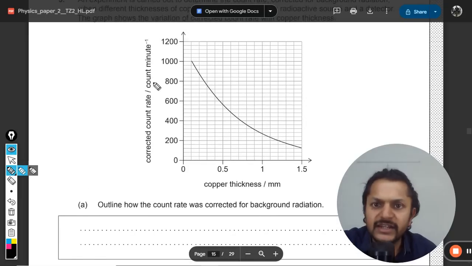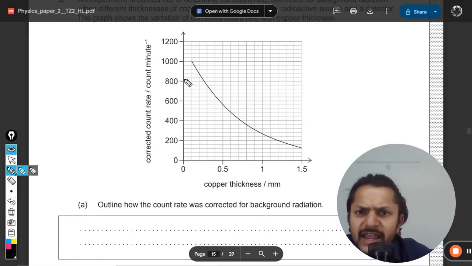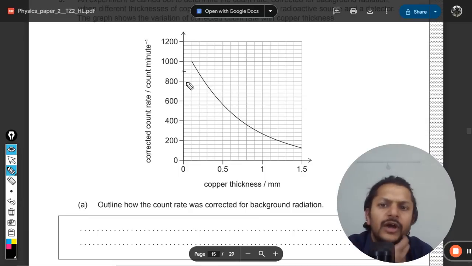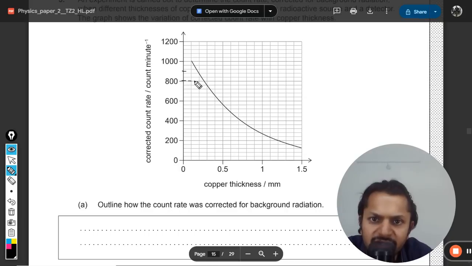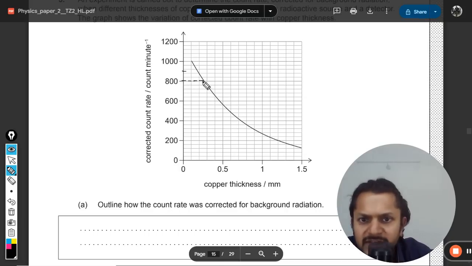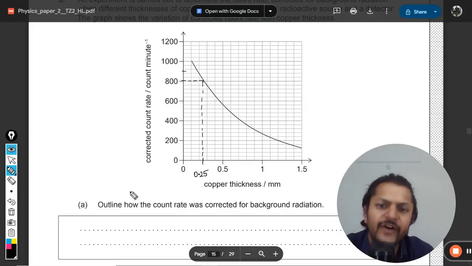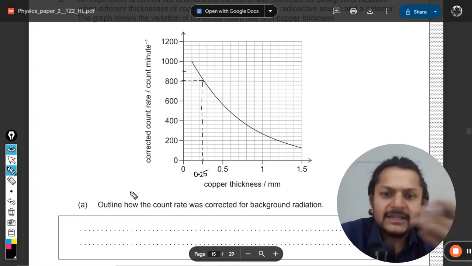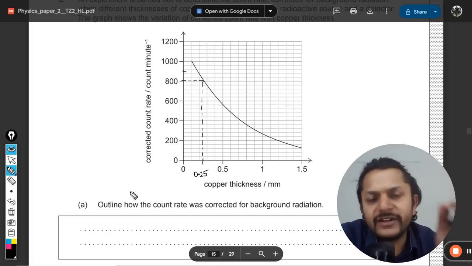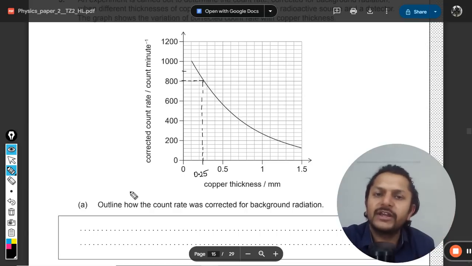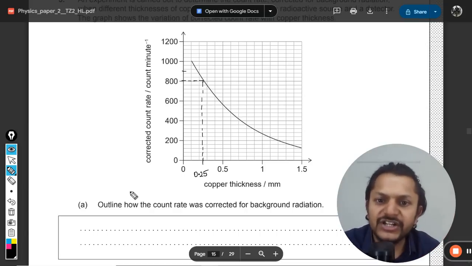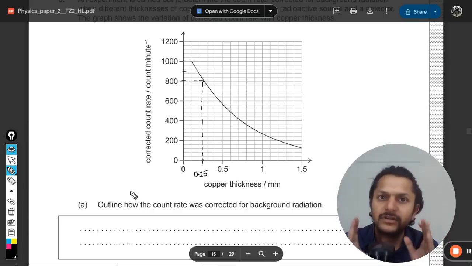So where is 810? So this is 800. This should be 900. This will be the 1000. So 900 is divided into 5 parts. So 810 will be very, very near to this. Yeah, approximately this only. So it can be taken as 0.25 millimeter the thickness. So if the count rate was found to be 810, it means that the sheet that was in between is 0.25 millimeter thickness.